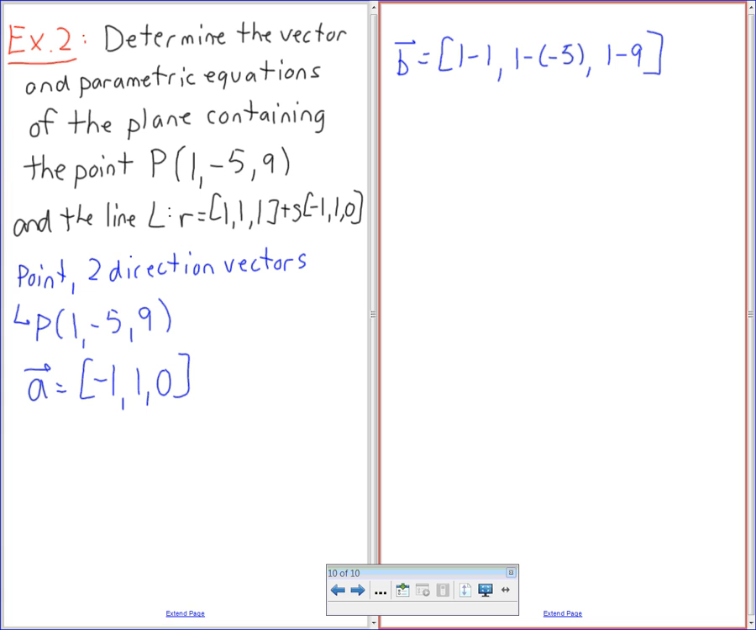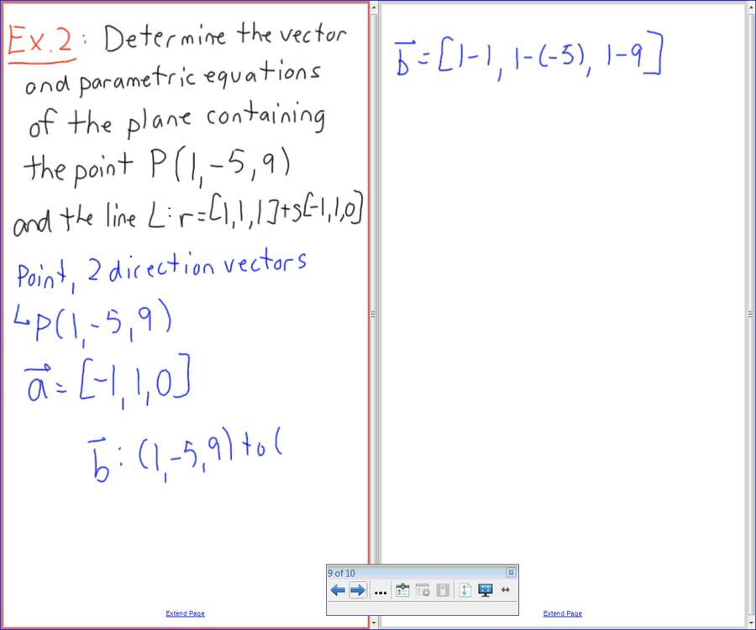So where this came from, I used the points. Let's write it. Vector B is from 1, -5, 9. So I used point P and then the point off my line as well. Somewhat good. I sense silence. I don't know what that silence means. Don't say that it's not Friday yet. It's 2:30. It's Friday in 40 minutes.